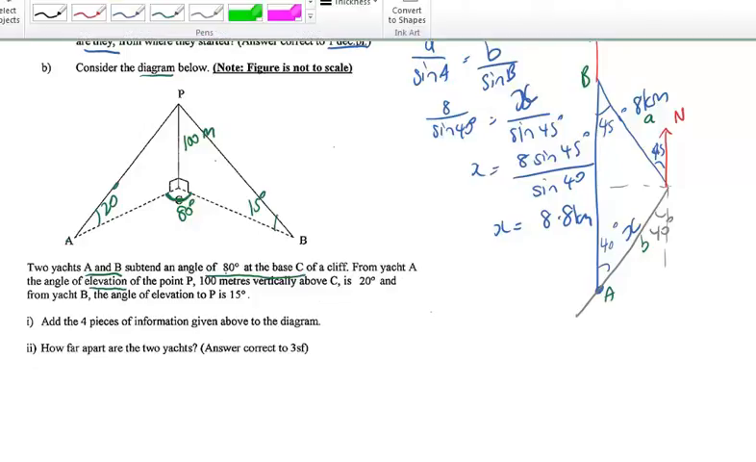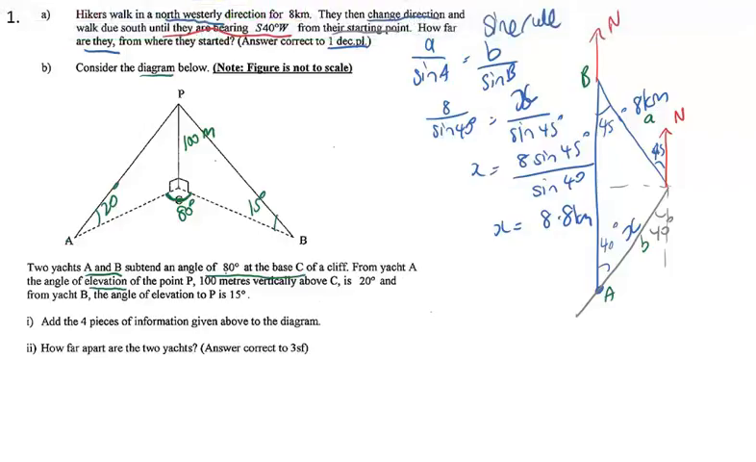For part B, we want to find out how far apart these two yachts are. So what is this distance from A to B here? So we look at what we know here. We know this length here, and we can relate it to this length here. We're going to get two lengths, and then we can use our cosine rule.